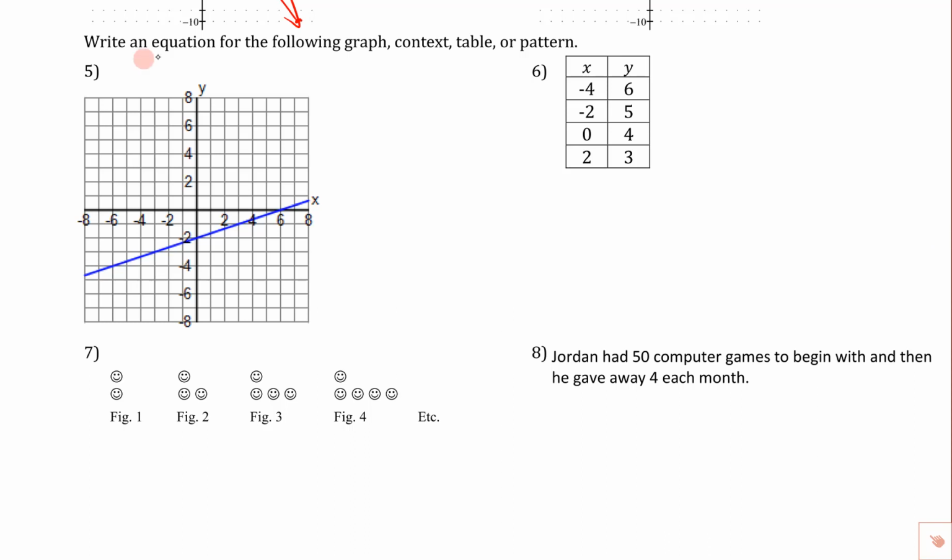Next couple of problems here. It says write an equation for the following graph, context, table, or pattern. So whether they describe a situation or give us a graph or whatever it is, we've got to be able to write down an equation for that. So I'm going to start with this graph right here.